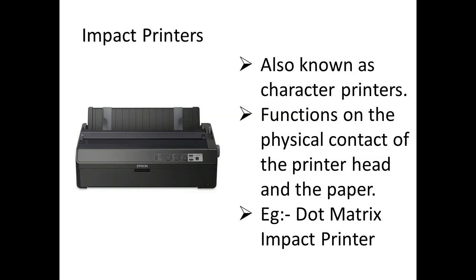It's also known as character printers. They function on the physical contact of the printer head and the paper. This means that the printing head interacts directly with the paper, creating an impact. An example is the dot matrix printer. It is an example of an impact printer. What are the main points? It's known as a character printer and functions on the physical contact of the printer head and the paper. And what's the example? Dot matrix impact printer.